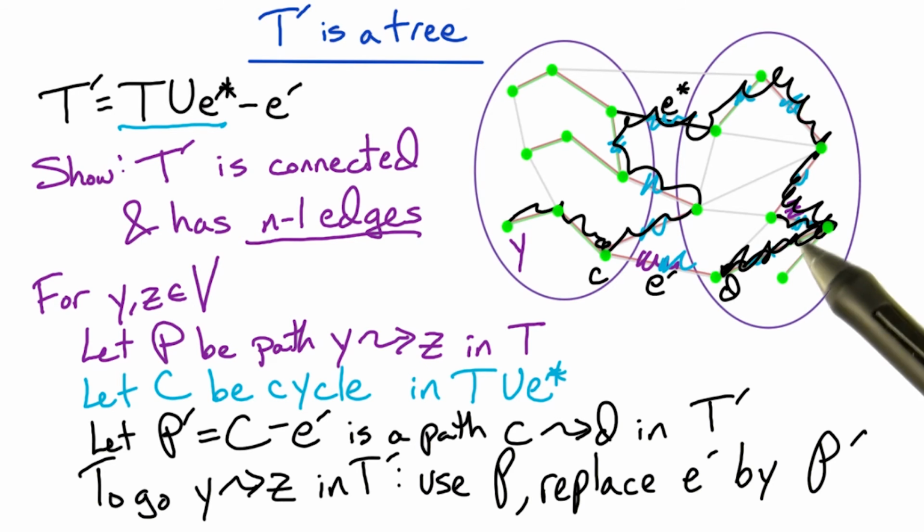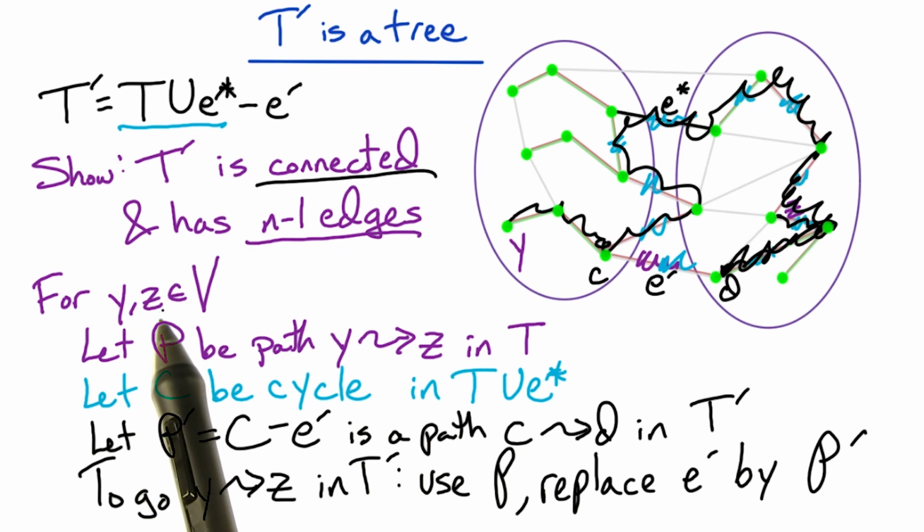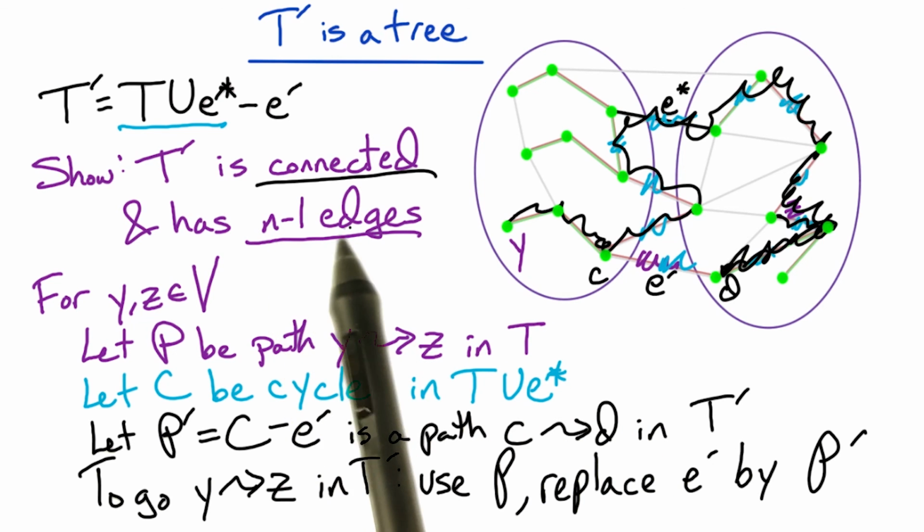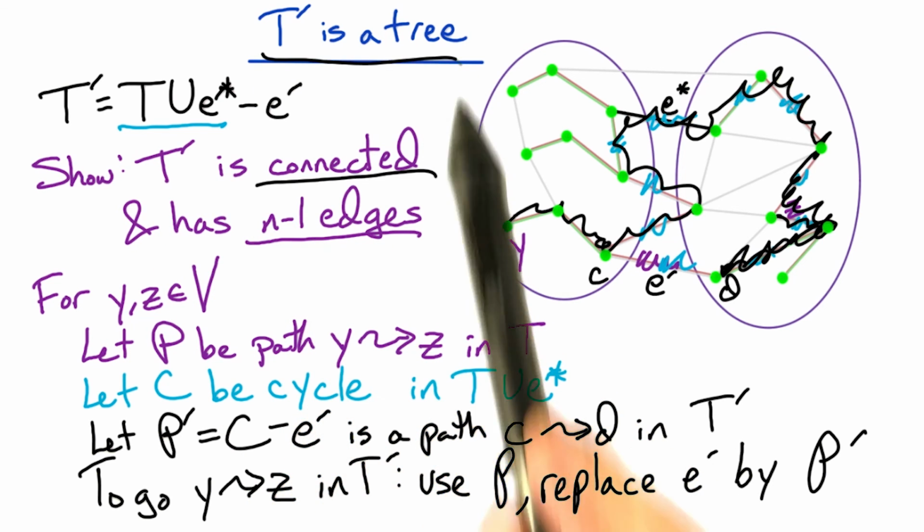And then of course we can truncate this walk to make a path. But our whole point is to show that Y and Z are connected, and that's all we need to show. We've shown that's the case for any Y and Z, therefore T prime is connected. And since it has exactly n-1 edges, then T prime is in fact a tree.